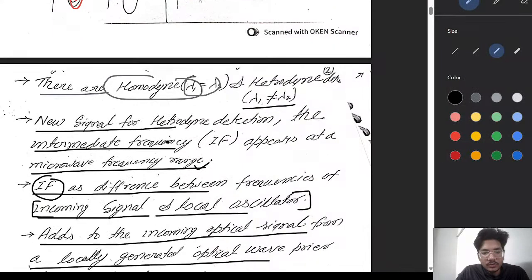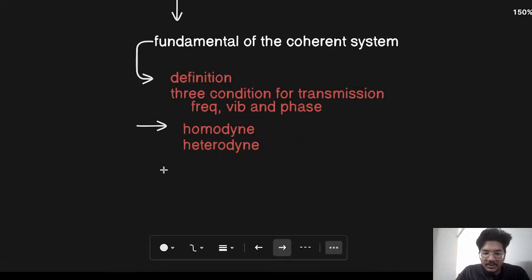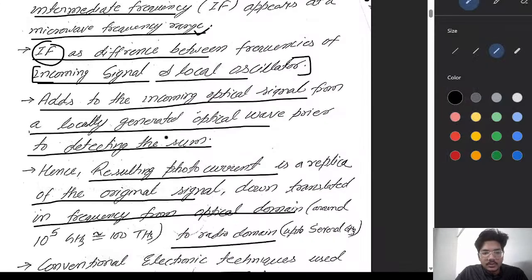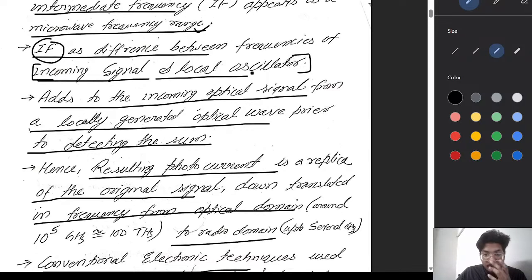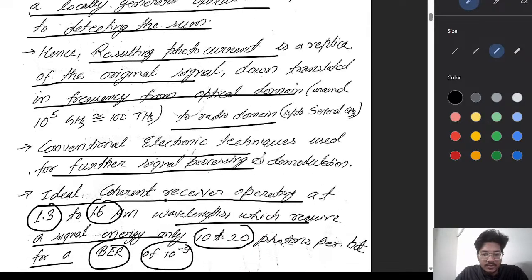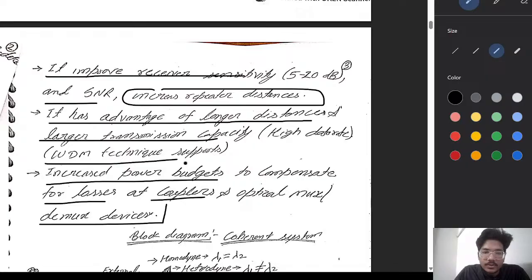After that, what is intermediate frequency, IF? Intermediate frequency is the difference between the frequency of the incoming signal and the local oscillator, resulting in the photocurrent replica. Conventional electronic techniques are used for this. The ideal coherent receiver operates at this, and it improves the advantage for long-distance transmission.